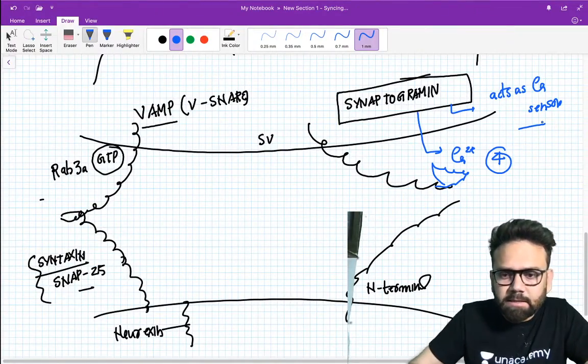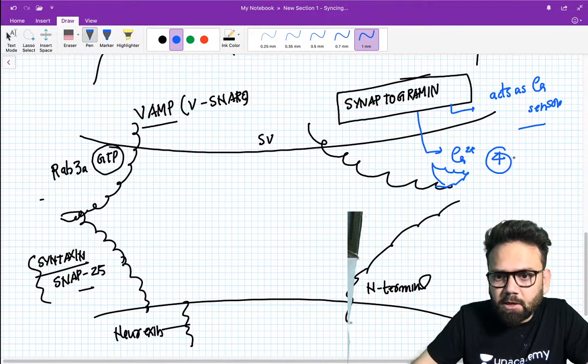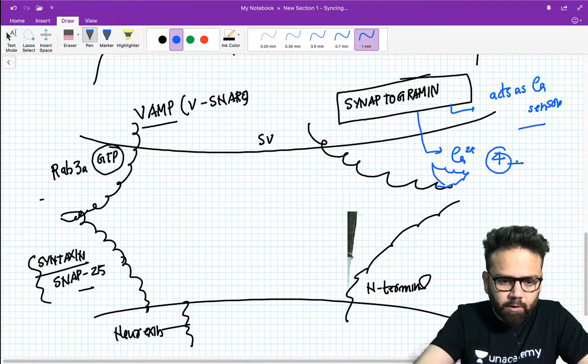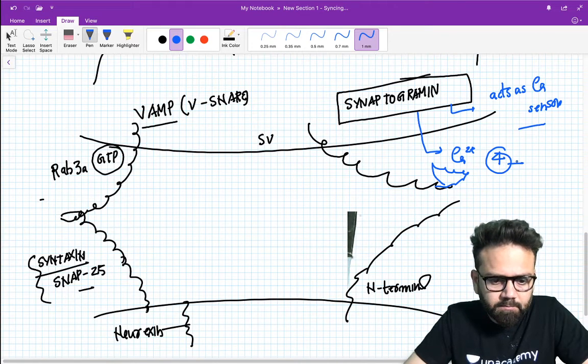Okay, so this is acting as a calcium sensor, and how many calcium are needed? Four. Four calcium are needed. Okay, is this clear or no?